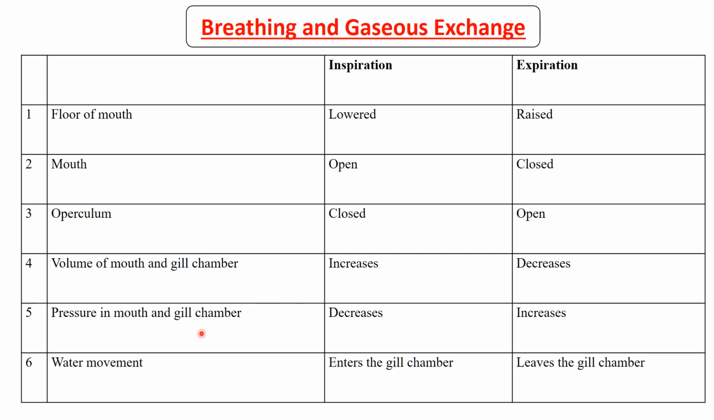Then the pressure in the mouth and gill chambers, just like in humans, when the volume increases, the pressure decreases and water enters the gill chamber. Then during expiration, when the fish has to breathe out, the floor of the mouth is raised and the mouth closes. This makes the operculum open, and the volume of the mouth now is going to decrease, resulting in the increase in pressure, and water is going to leave the gill chamber.